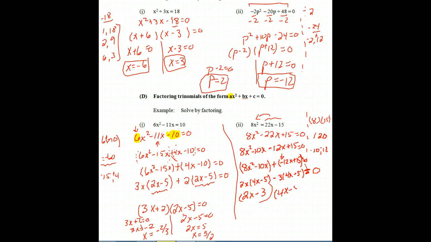And 4x minus 5 is in both brackets here, so we can factor it there. So you have 2x minus 3 equals 0. 4x minus 5 equals 0. 2x equals 3. X equals 3 over 2. 4x equals 5. And x equals 5 over 4. So those are our two roots, or x-intercepts.